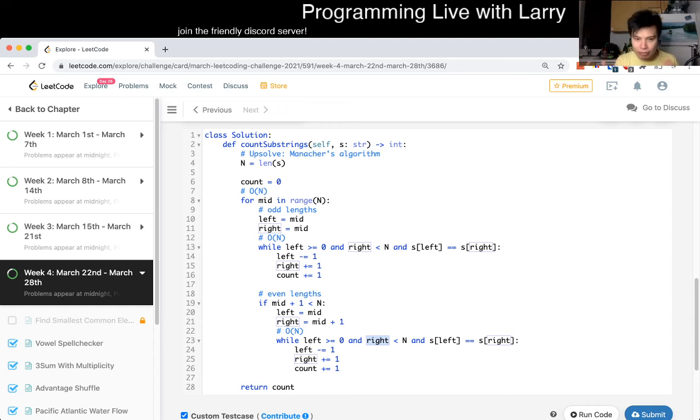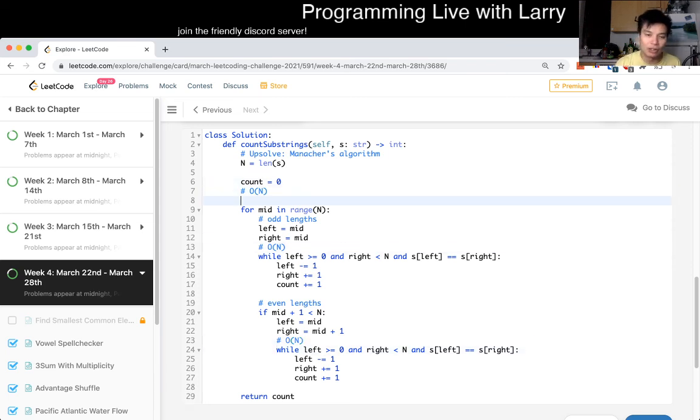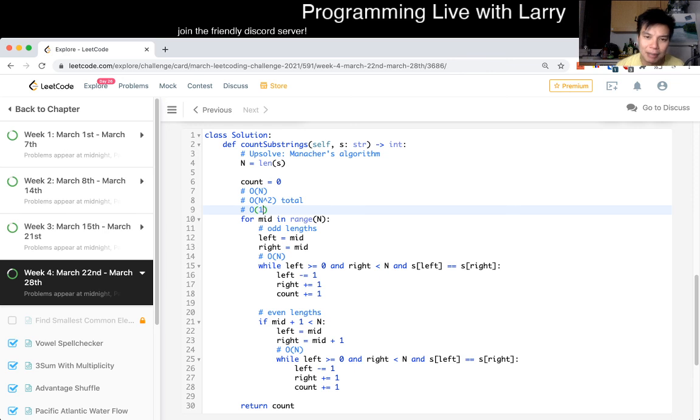So yeah, this is going to be O of n, and because you have an O of n loop of 2 O of n loops, this is O of n squared total. In terms of space, I think we only have a couple of things, so it's just constant. So yeah, you have quadratic time, constant space. That's all I have for this problem.